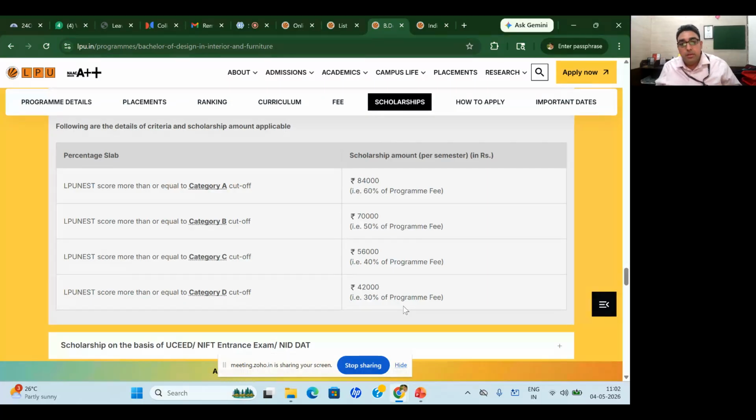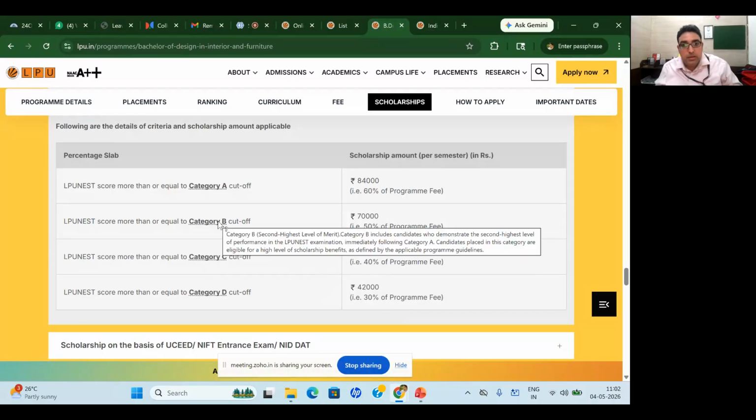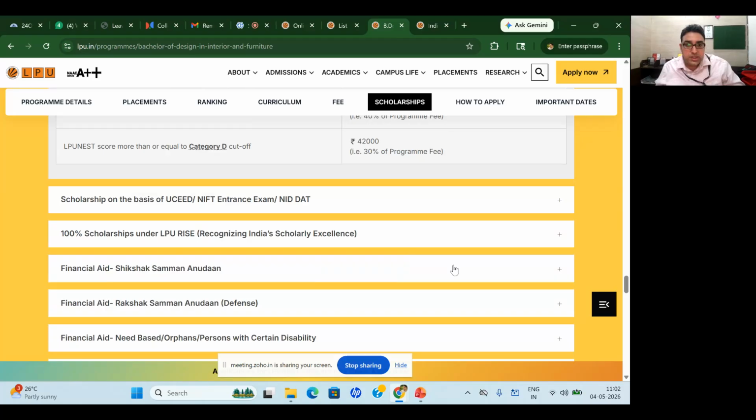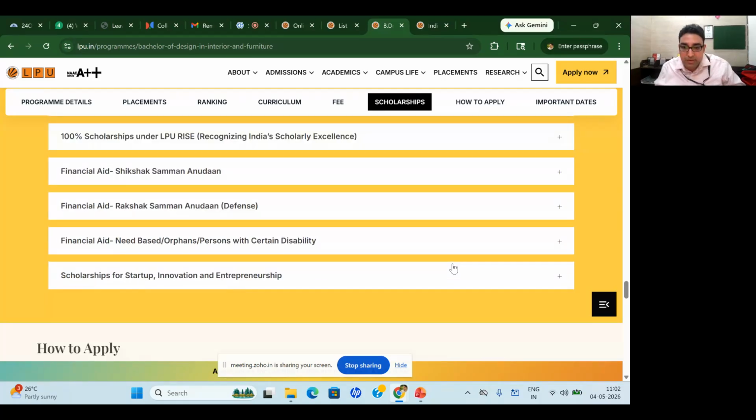Similarly, if you will be among the students who have category C cutoff, then you get 40% scholarship for each semester. If you'll be among category B cutoff, then 50% scholarship, and the topmost scholarship is 60%, which you can have with the condition that you will be among category A cutoff. So this is all about the scholarship. There are other scholarships as well, but I've already explained them previously. So if anyone has any question, Dalvinder, you can ask.